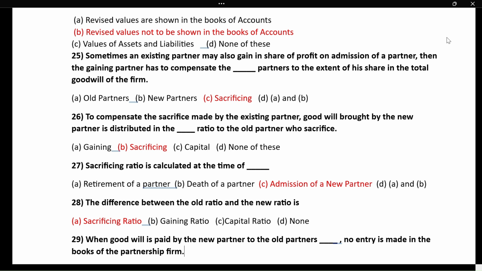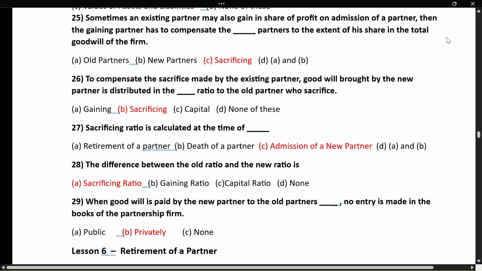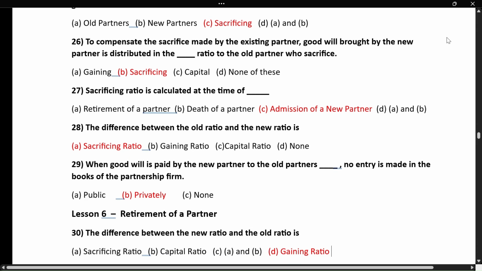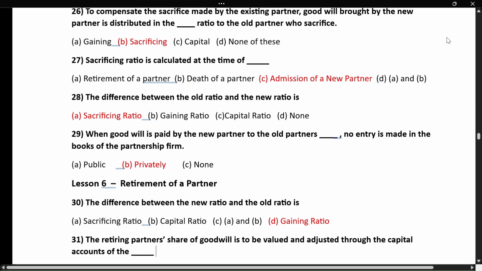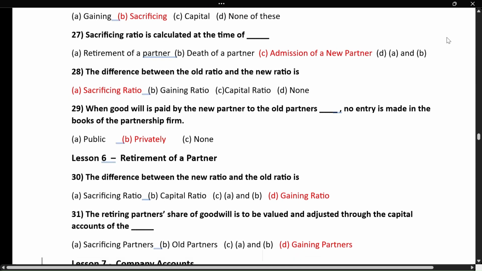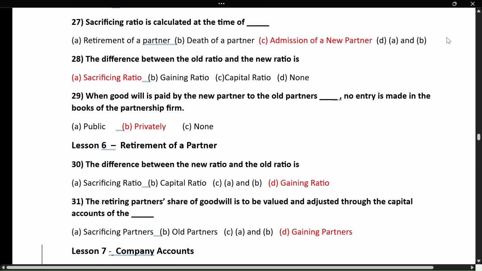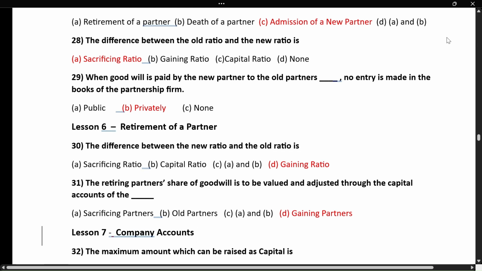So in that time he has to compensate the sacrificing partners for his share in the total goodwill of the firm. To compensate the sacrifice made by the existing partners, goodwill brought by the new partner is distributed in the sacrificing ratio. Sacrificing ratio is calculated at the time of admission of a new partner. The difference between the old ratio and new ratio is the sacrificing ratio.